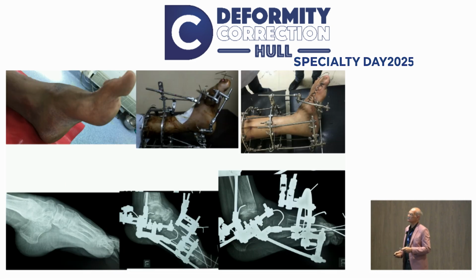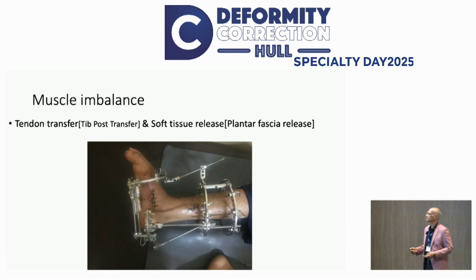Like this picture, you see, again, cavus, equinus, clubfoot, and again, this is acute treatment, but not completely acute treatment because we did triple arthrodesis and the gradual correction of the deformity afterwards. Triple, we just remove the articular surface. Muscle imbalance, you can do tendon transfer, like this patient. Tibialis posterior transfer, plantar fascia release.